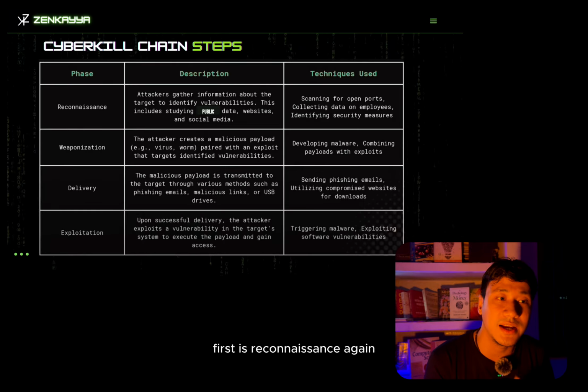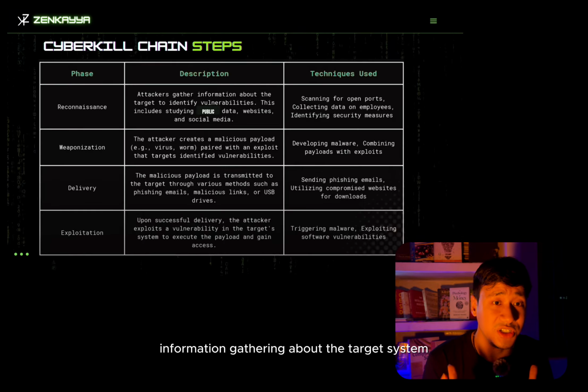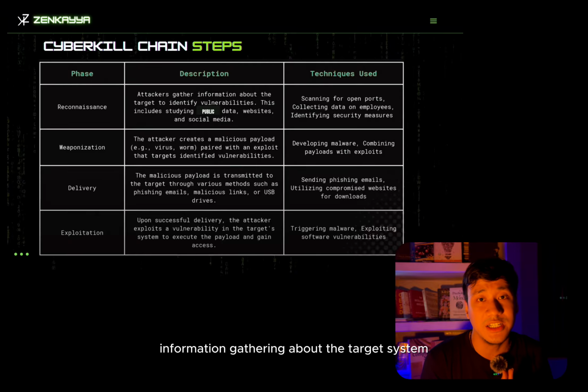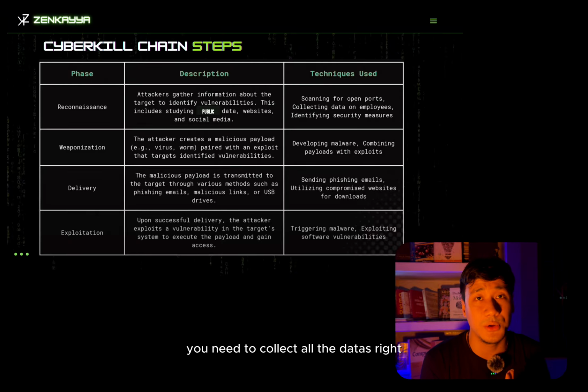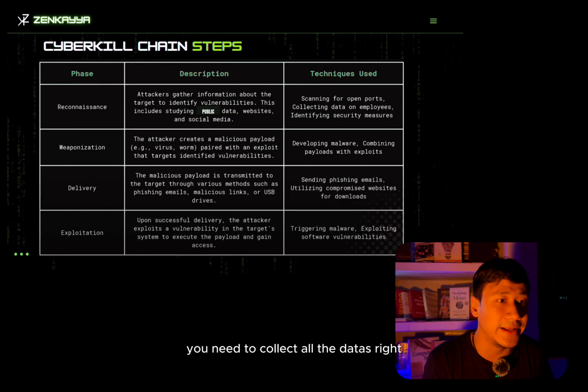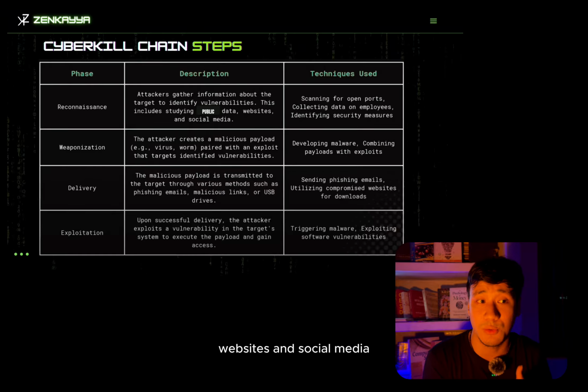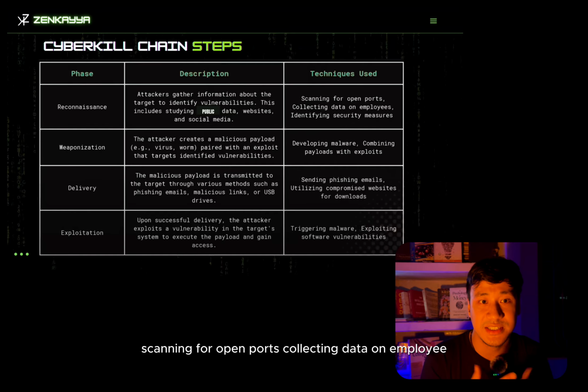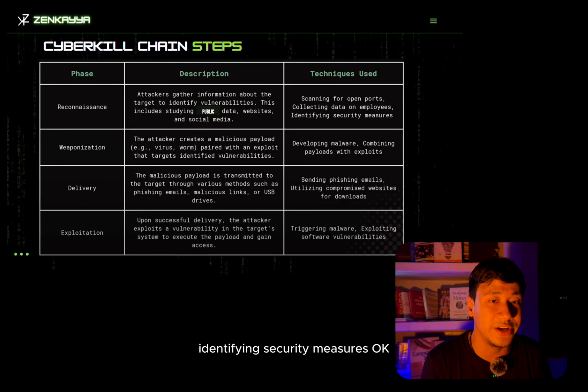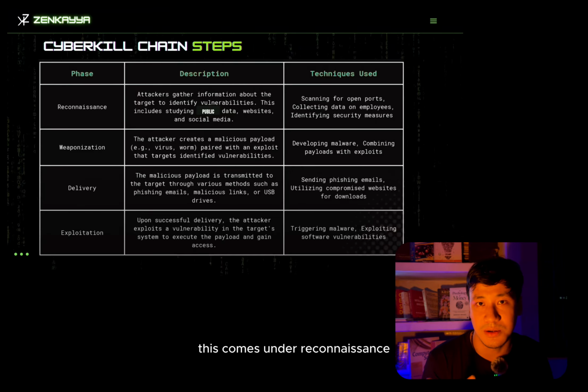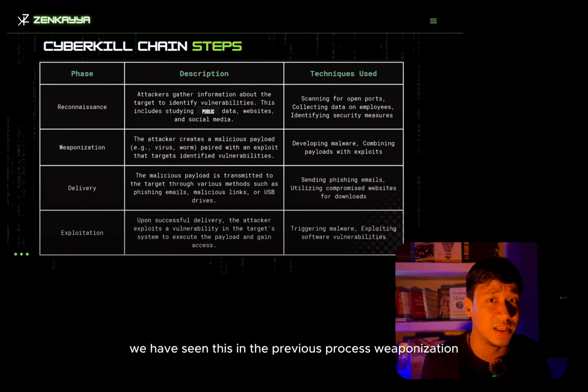First is reconnaissance. Again the same thing, information gathering about the target system. As much as possible you need to collect all the data. The attacker gathers information about the target to identify vulnerabilities. This includes studying public data, websites and social media, scanning for open ports, collecting data on employees, and identifying security measures. This comes under reconnaissance. We have seen this in the previous process.